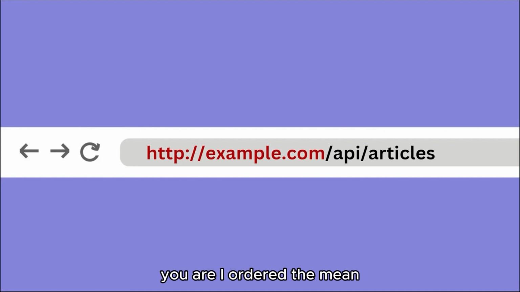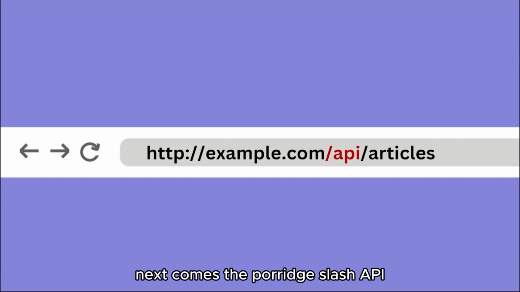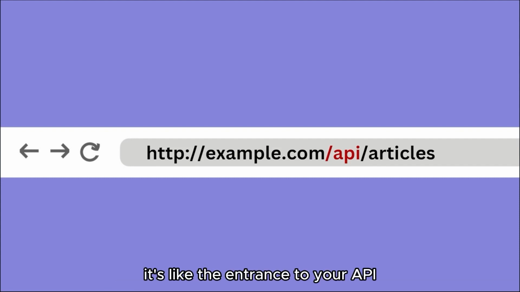This is often called the base URI or the domain. It's like the home address of your API. In a real-world scenario, this would be the address where your API is hosted. Next comes the /API. This part indicates the API routes or paths. It's like the entrance to your API where all functionality begins.